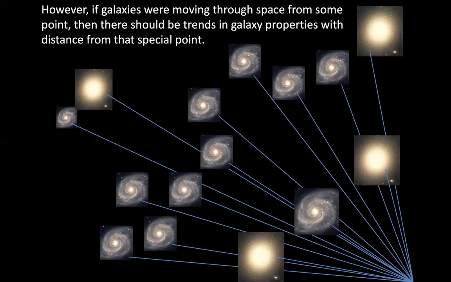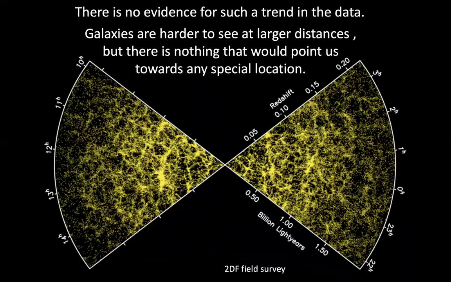For example, if there was a special place and all the galaxies were moving away from it, you would expect to be able to see trends across the universe. You might expect galaxies to be smaller as you get further from that special point. You might expect differences in the types of galaxies or their density. And even if we don't know exactly where we are, we would expect to be able to point to a trend that indicates that that special place is in one particular direction. And we don't see any evidence of that.